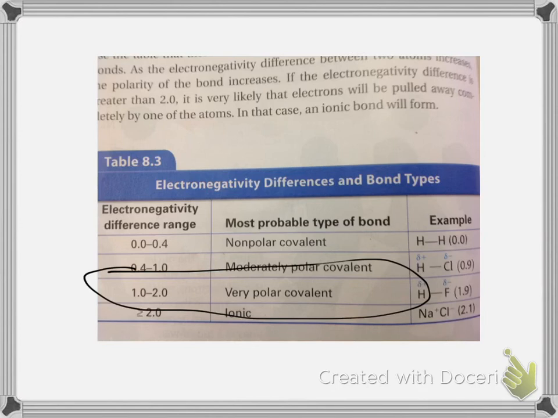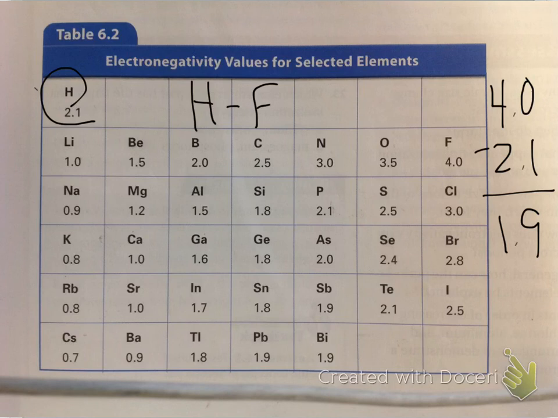And what that means is that one of the atoms involved in that bond is going to have the electrons more often than not, even though they're sharing. In this case, fluorine has the larger electronegativity, so it is going to have the electrons that are being shared more often than hydrogen is.